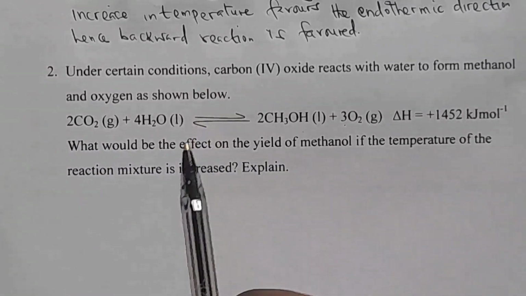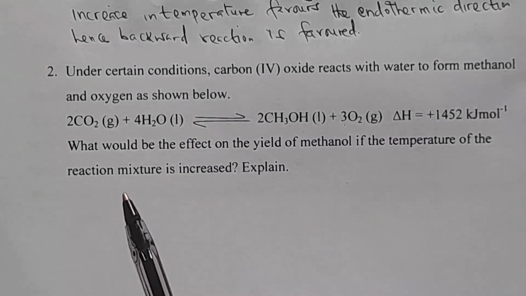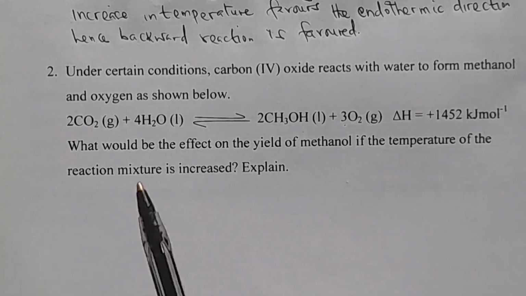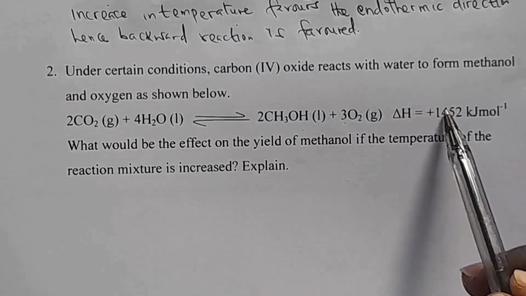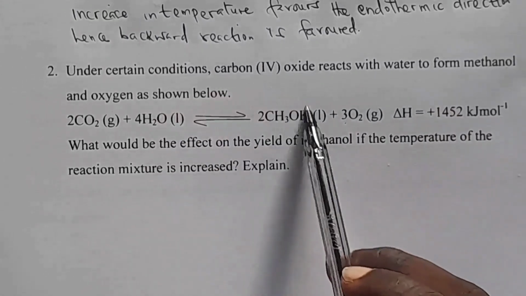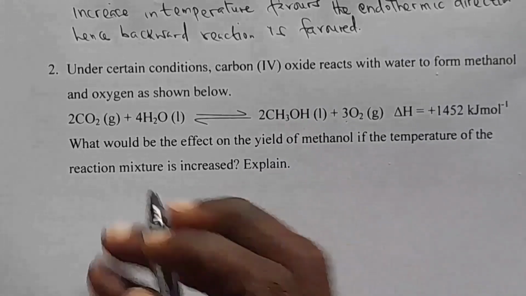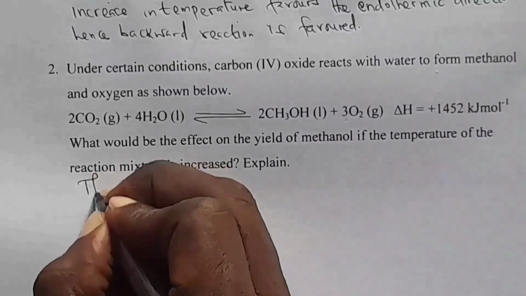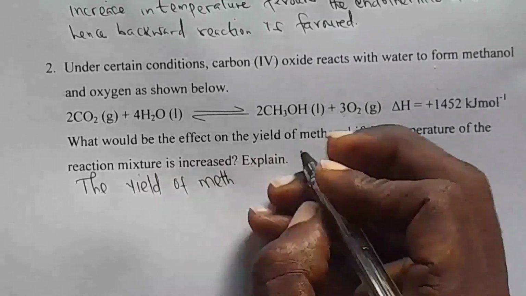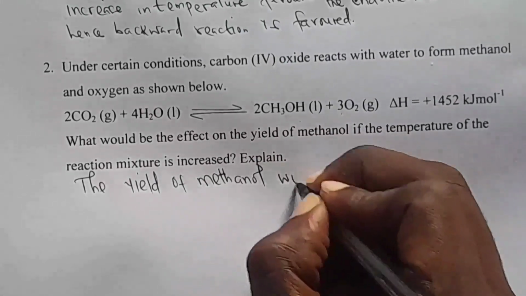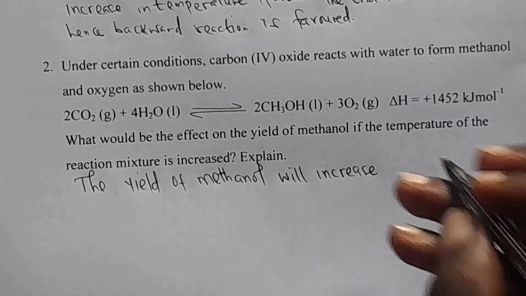Remember, an increase in temperature favors the endothermic direction of the equilibrium. So the forward reaction is an endothermic reaction. Hence, the equilibrium will shift to the right. That means the yield of methanol will increase. So we are going to say the yield of methanol will increase, or will be more.